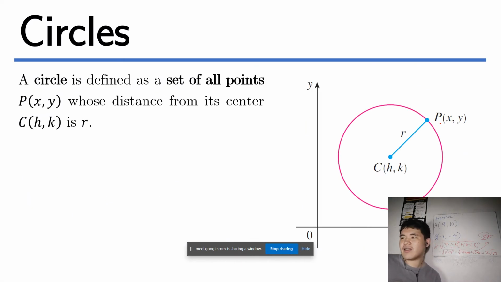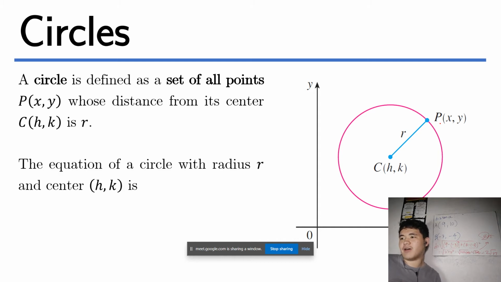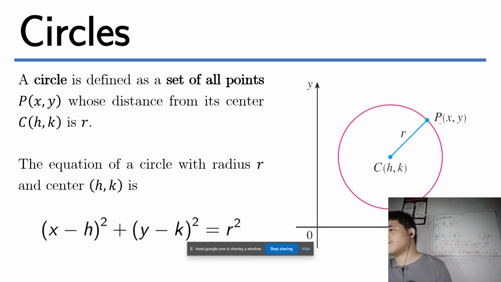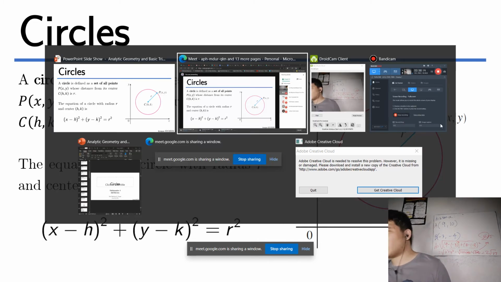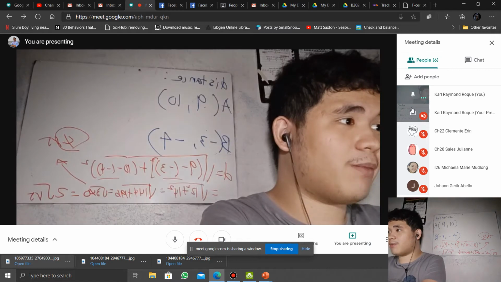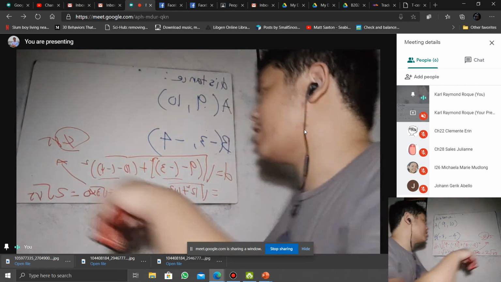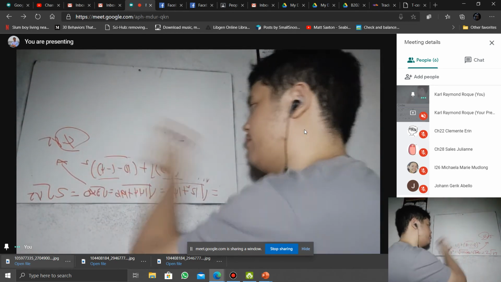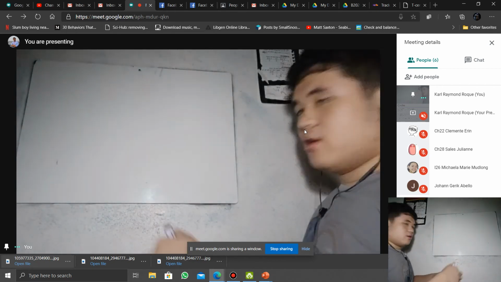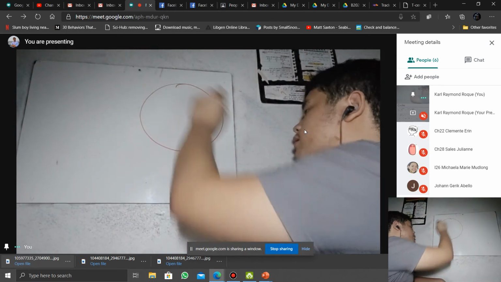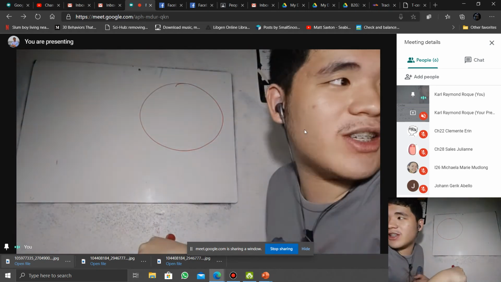Ngayon, sige, let's have a bit of derivation. A circle is defined as a set of all points P, X, Y whose distance from its center C, H, K is R. The equation of a circle with radius R and center H, K is, so, sige, this one. So, how did it become like that? Just for a bit of background, that's why we've been studying the distance formula, no? Sige, let's see. So, let's say na, have you done graphing last year sa math class nyo?